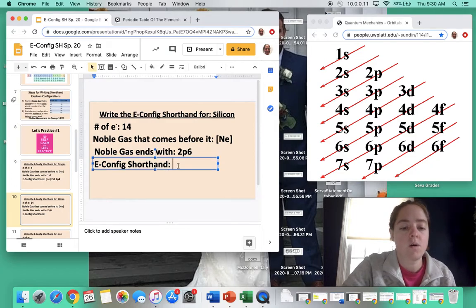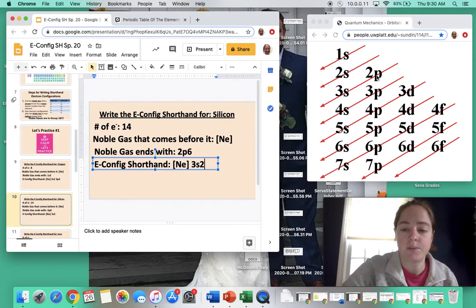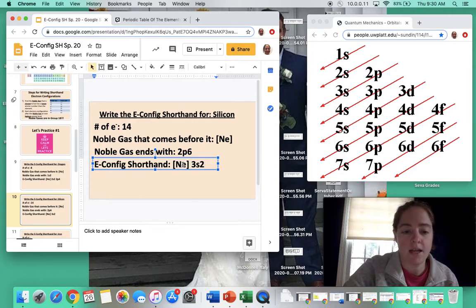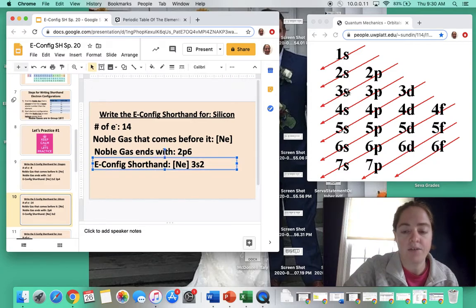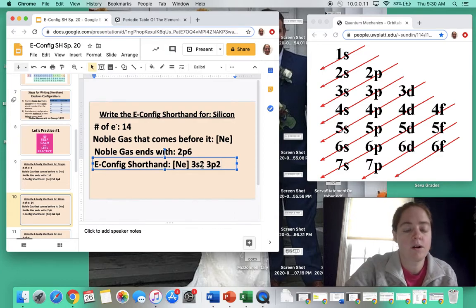Okay, so when we start writing it, neon goes in brackets. Since it ended with 2p6, we are going to start with 3s2. It ended in 2p, so we start with 3s. So neon had 10, so 10 plus 2 is 12, so we still need 2 more. After 3s, we start over here and we get to 3p, so it's 3p2. So 2 plus 2 is 4, plus 10 is 14, okay?